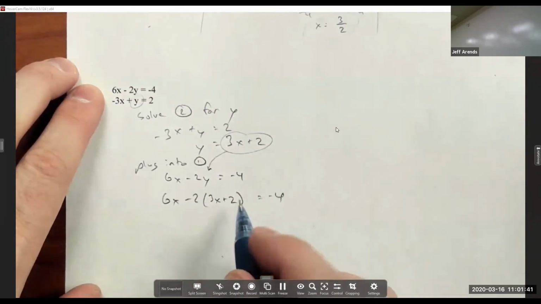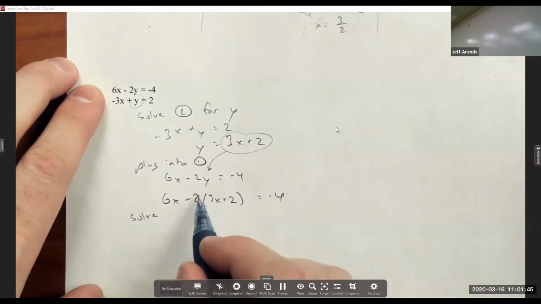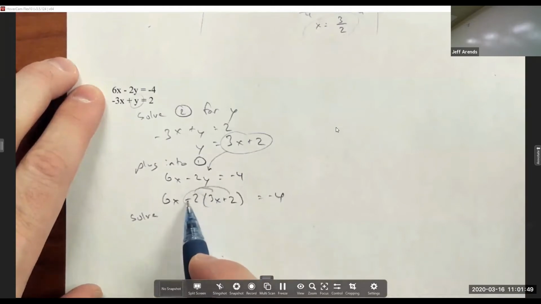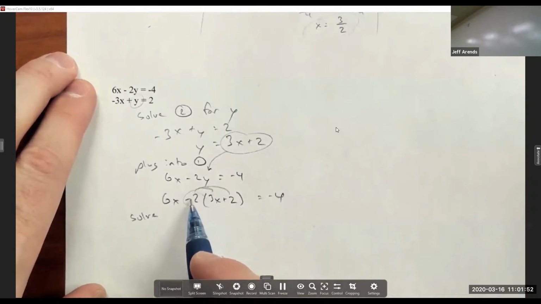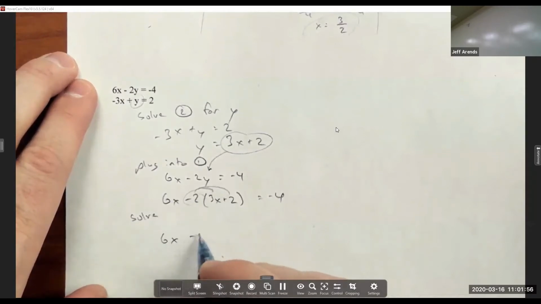All right, so I need to distribute to simplify this because I need to solve. I'll distribute it. Now I do have to remember to distribute the negative with the 2 here. So I'm distributing a negative 2 through the parentheses. So we get 6x minus 6x minus 4 equals negative 4.